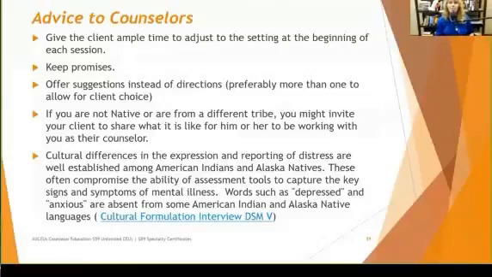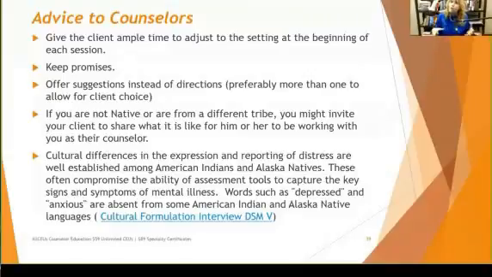Cultural differences in the expression and reporting of distress are well established among American Indians and Native Alaskan tribes. These often compromise the ability of assessment tools to capture the key signs and symptoms of mental illness. For example, the words depressed and anxious don't even exist in certain American Indian and Alaskan Native languages.